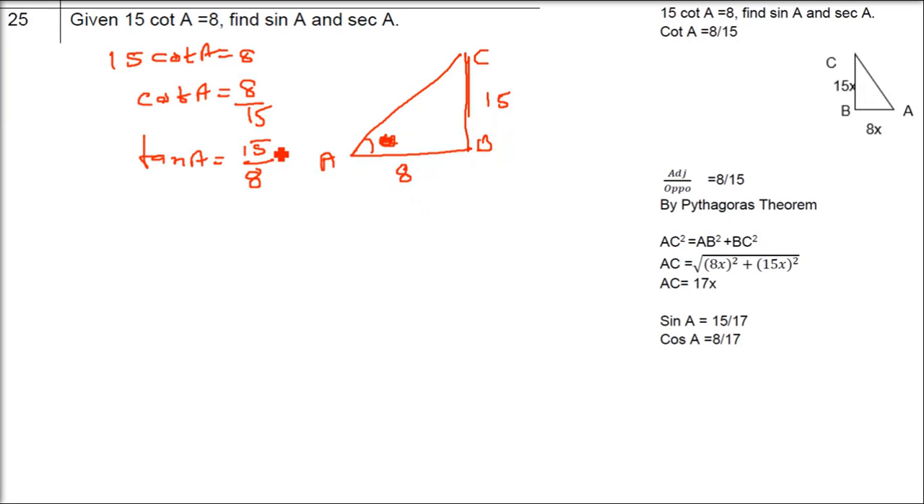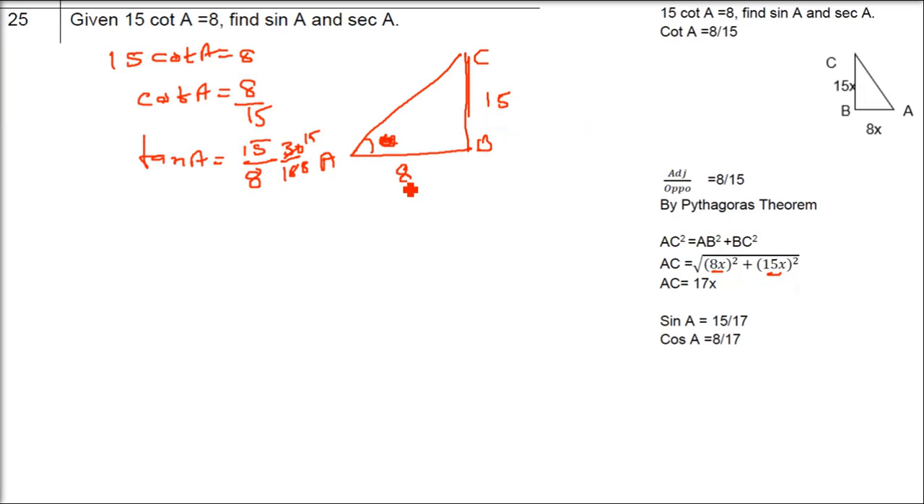So 15 by 8. It can be 15x and 8x, because it can be 30 by 16 and eventually it will come to 15 by 8. But we never know, it can be 30 by 16 also. That is why we write 15x and 8x in the solution. But you don't have to worry about this. You can just directly write 15 and 8.